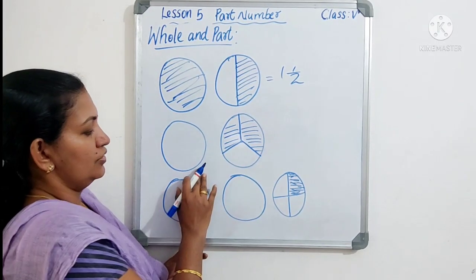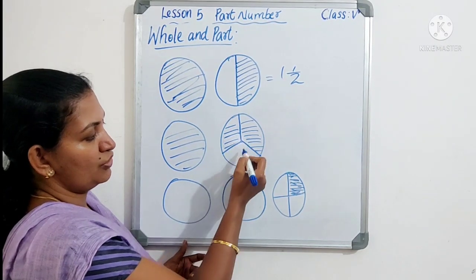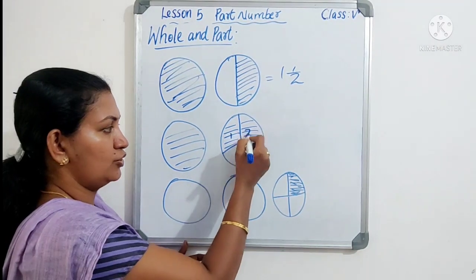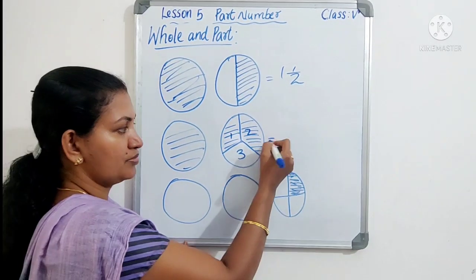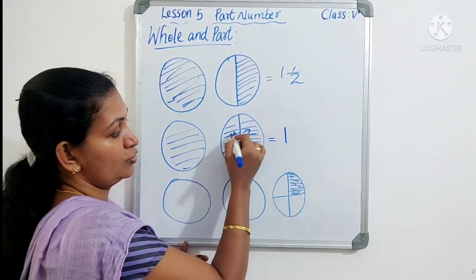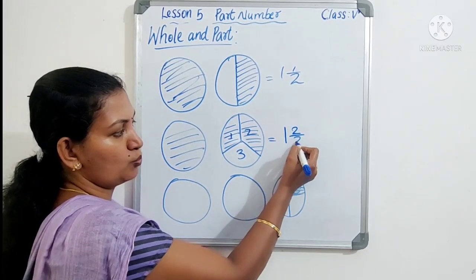Okay. The same way, this is the whole part and this circle is divided into 3 equal parts. 1, 2, 3. This circle is divided into 3 equal parts. That is 1 and 2. From 3 equal parts, 2 columns shaded. That is 2 by 3.